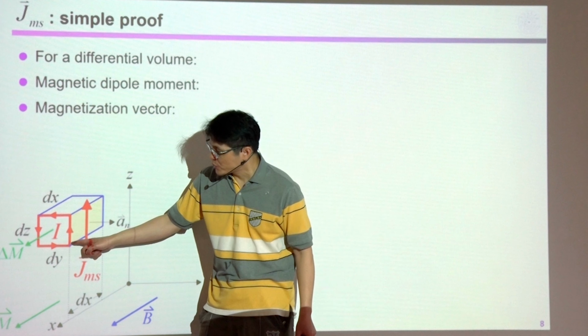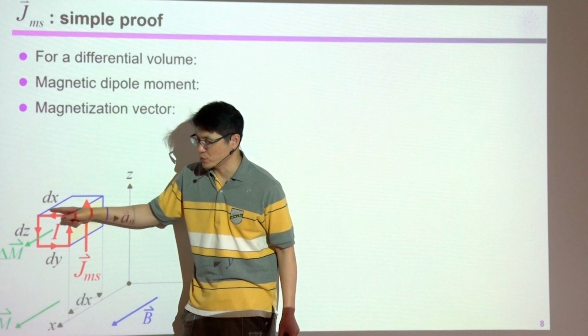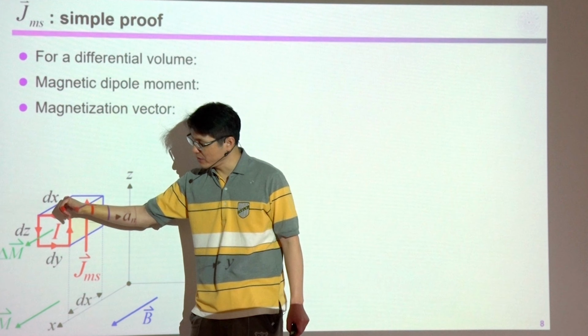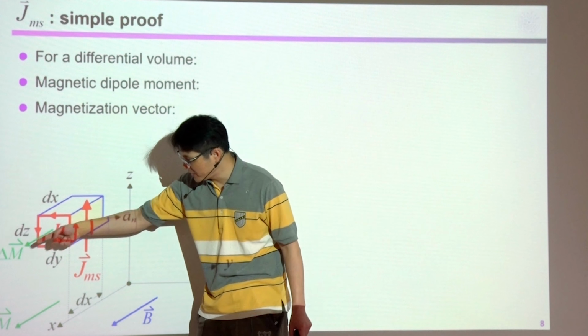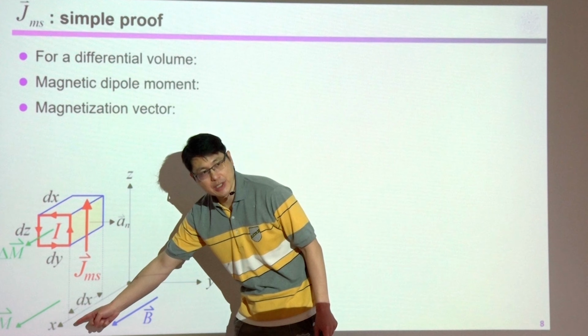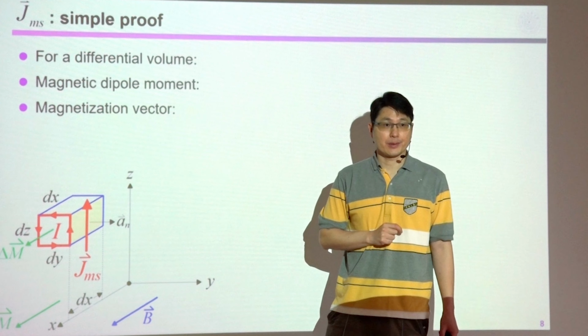In this small volume, I do have lots and lots of magnetic dipole moments. And here I assumed I have current flowing in the counterclockwise direction. So if I have a counterclockwise flowing current, I produce a magnetization vector pointing in the x direction. I'm using Cartesian coordinates x, y, and z.